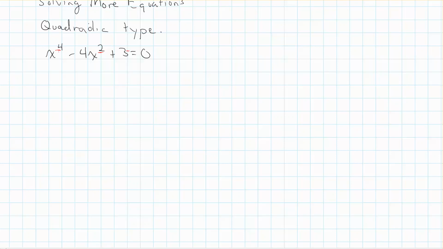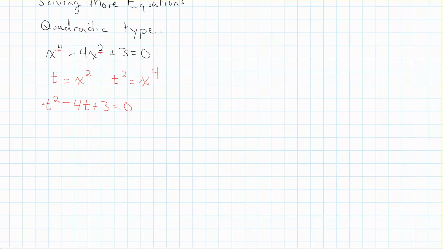If you have an exponent, half of the exponent, and then no exponent, that's always going to be a quadratic type. What we can do here, and I like to do that, is say, let's let t equal x squared. It's not necessary to write this down, but then we can say, well, t squared would be the same thing as x to the fourth power. And so what we're going to do now is rewrite this equation as t squared minus 4t plus 3 equals 0. Now, this is now a quadratic equation.